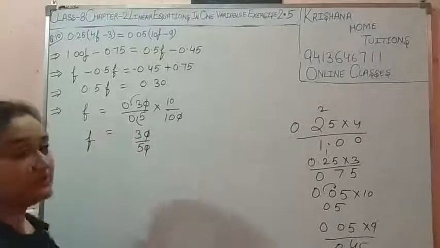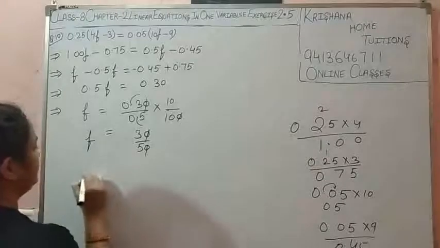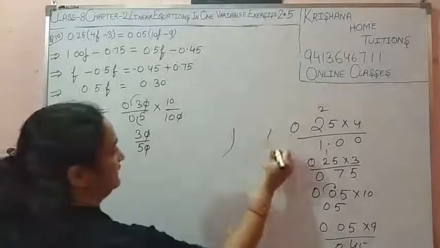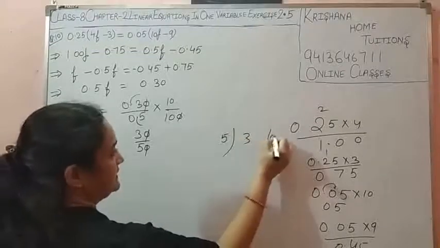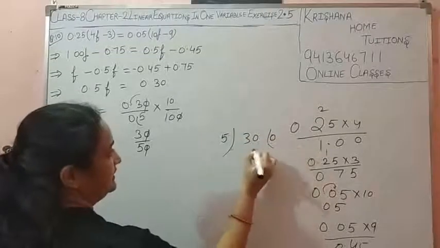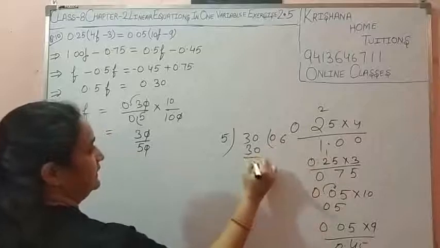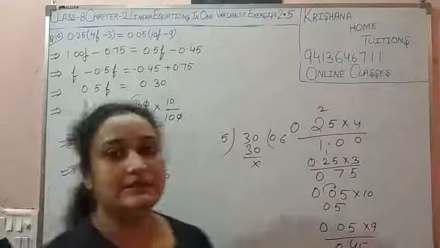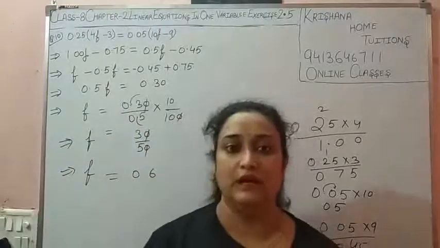Because our question is given in decimal, we have to convert into decimal. When we divide 3 by 5, this is not divisible, so I am putting a decimal here. 5 6s are 30. So f is equal to 0.6. This is the final answer.